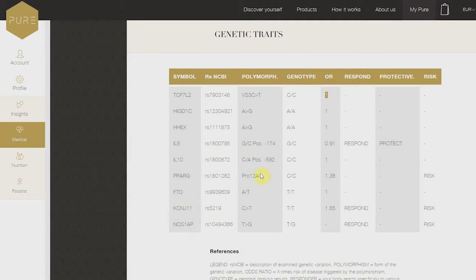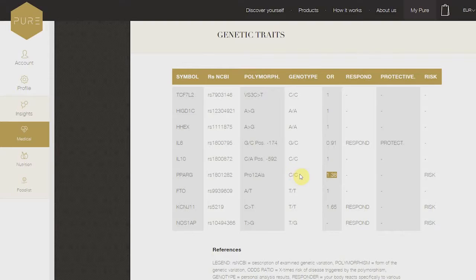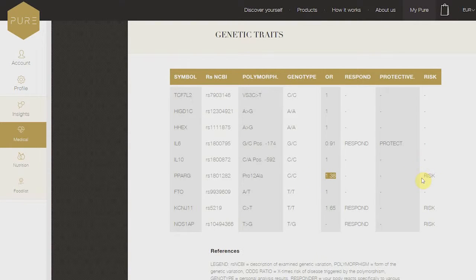Now, if we skip ahead and go to the PPARG gene, in this case the person has CC. Here, in this genetic variation, this means it is an increased risk of disease, and this has an odds ratio of 1.38. This means this person with CC has a 1.38 times higher risk of developing the disease. So it's higher than 1, it's 1.38. So in other words, 38% higher risk of developing the disease. And if it causes a risk, you will also find the word risk in the risk column.